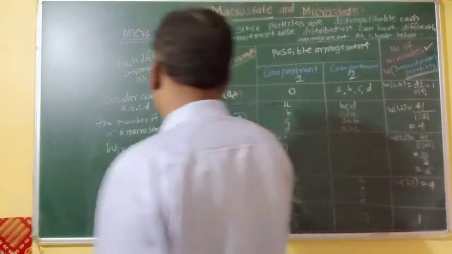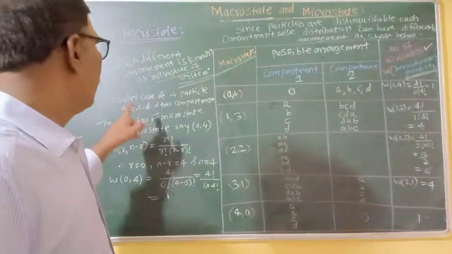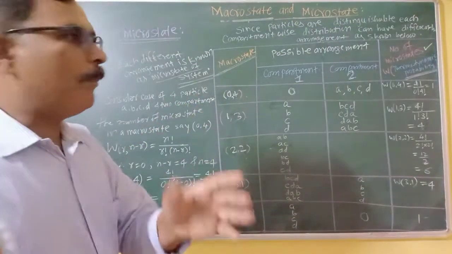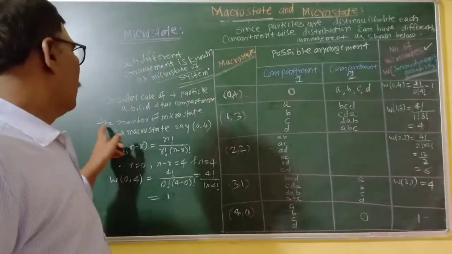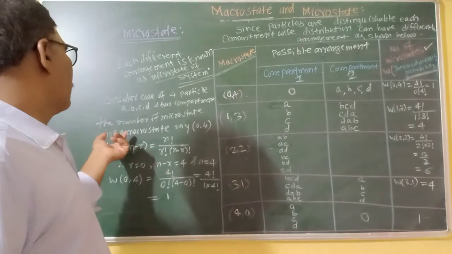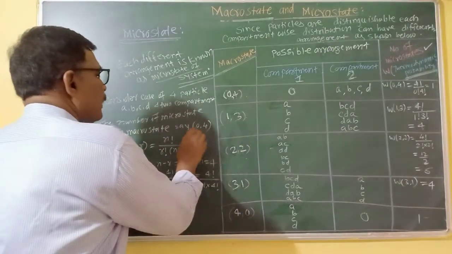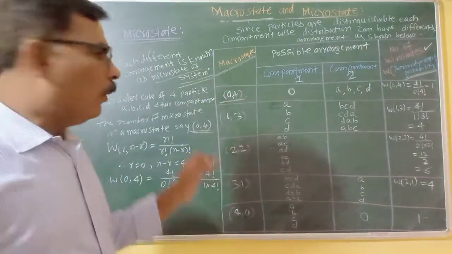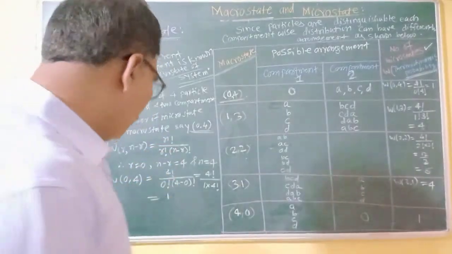Consider a case of 4 particles, A, B, C, D, in 2 compartments, compartment number 1 and compartment number 2. The number of microstates for the macrostate, say 0, 4. First case we have to consider is 0, 4. Now from 0, 4, how can the particles be distributed thermodynamically?